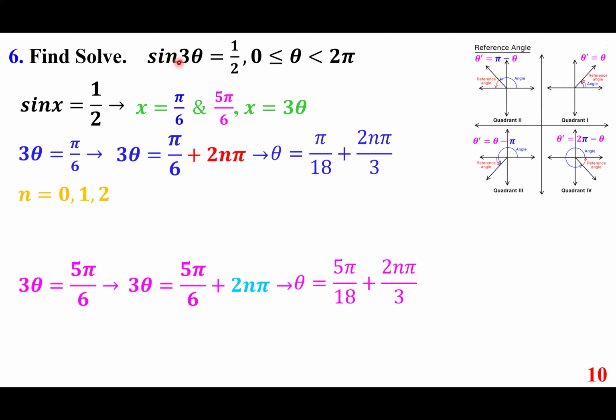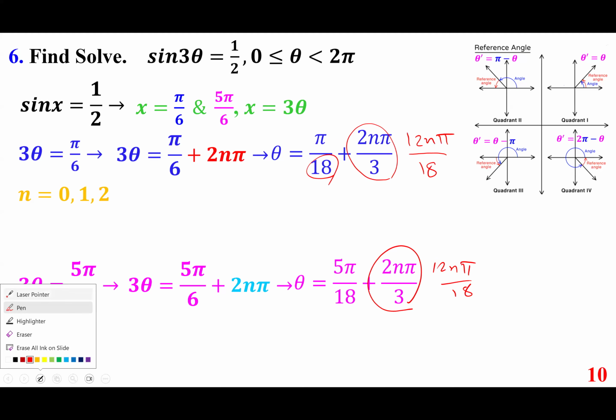And so having said that, as an example, if I put 0, I get pi over 18. If I put 1, I want to make sure that we understand what's going on. So first and foremost, let me change this to 12 n pi over 18. Same thing here, 12 n pi over 18, because this is 18. So when n is 0, it's pi over 18. When n is 1, we get 12 and 1, 13 pi over 18. When n is 2, 24 and 1, 25 pi over 18.